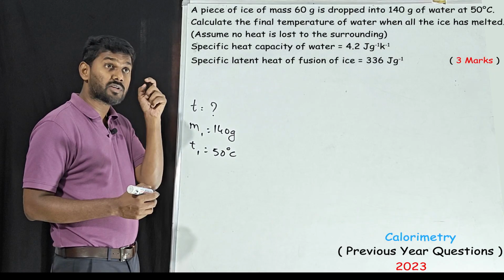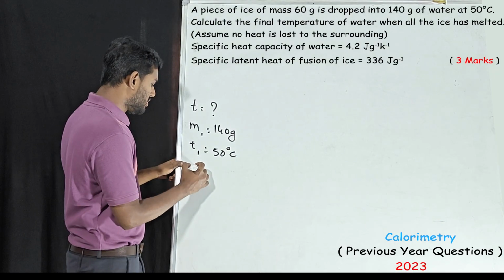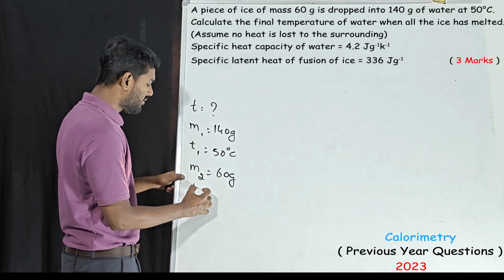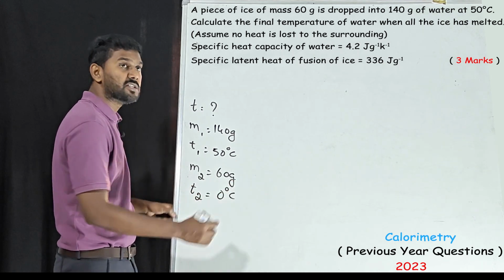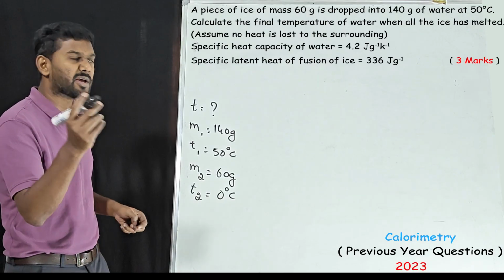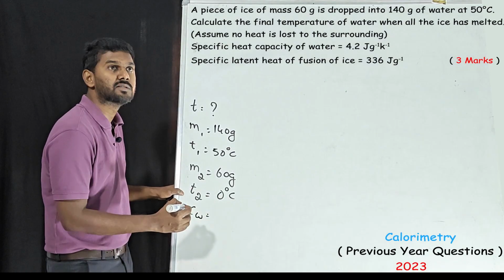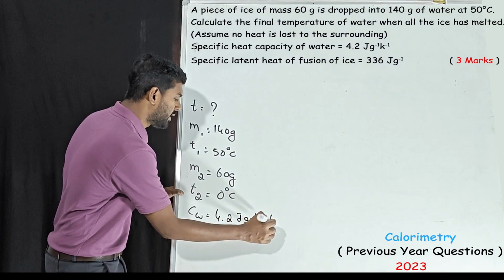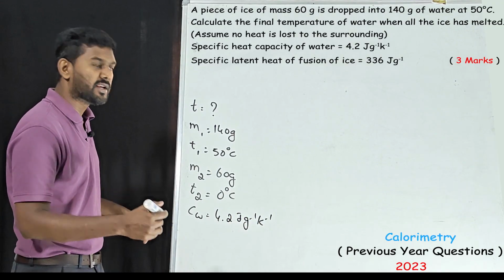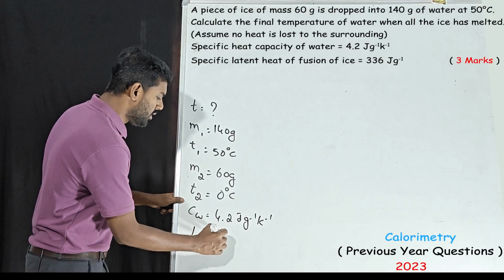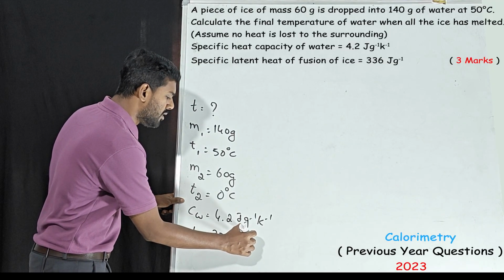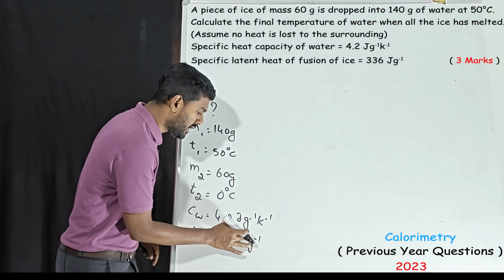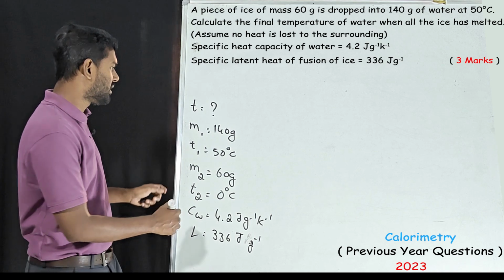Then mass of 60 grams of ice, so that is M2, 60 gram, and temperature we know ice is 0 degree Celsius. Then specific heat capacity of water is 4.2 joules per gram per Kelvin, and specific latent heat, that is L, is equal to 336 joules per gram. Okay, per gram. These are the given data.